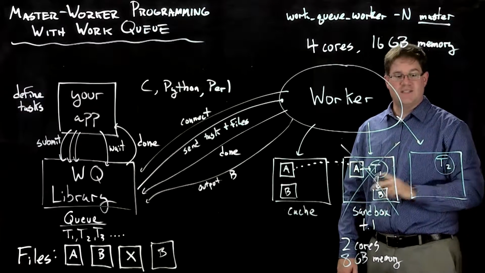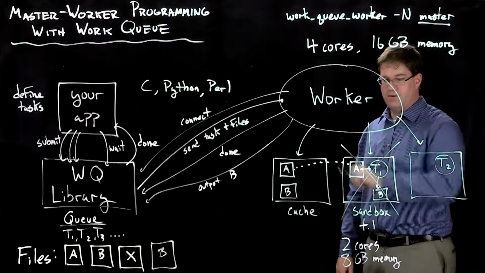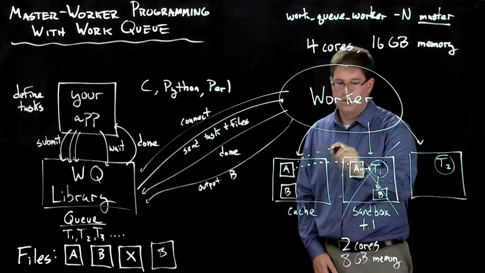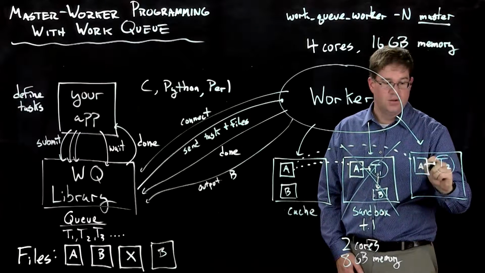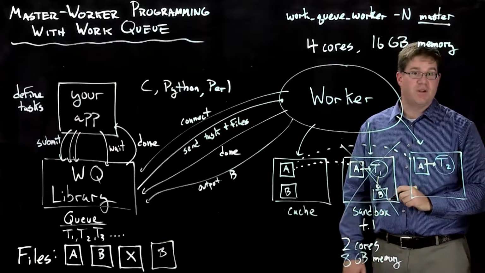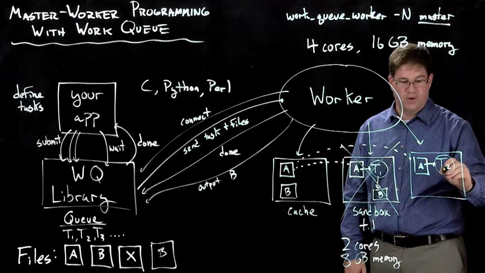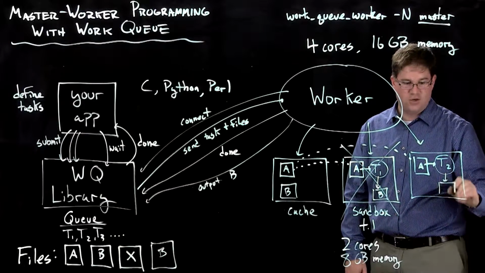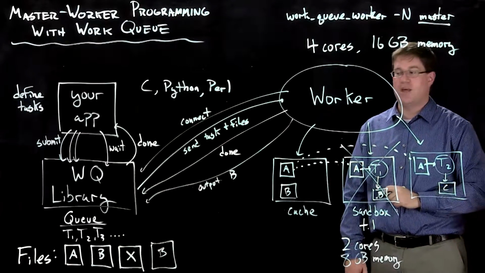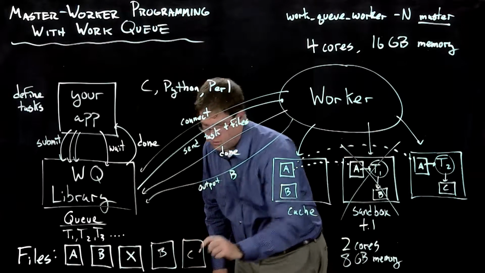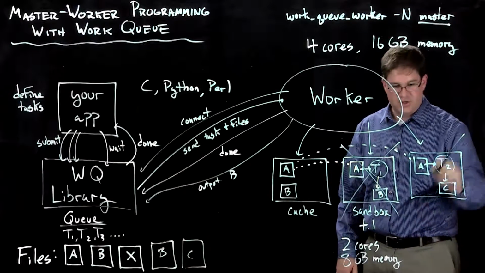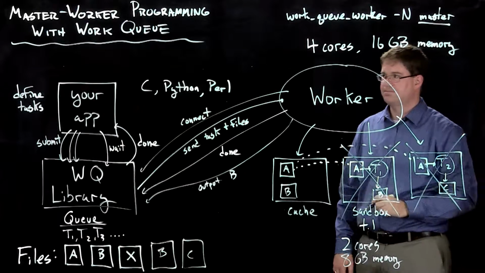And what's kind of handy is that if this task needs the same input file as task 1, then the same input file will be linked in, and we'll really only have 1 copy of the file instead of keeping around multiple copies. So here, task 2 produces file C, and then when that's done, that's going to get transferred back to the master. And when the task is all done, it goes away.